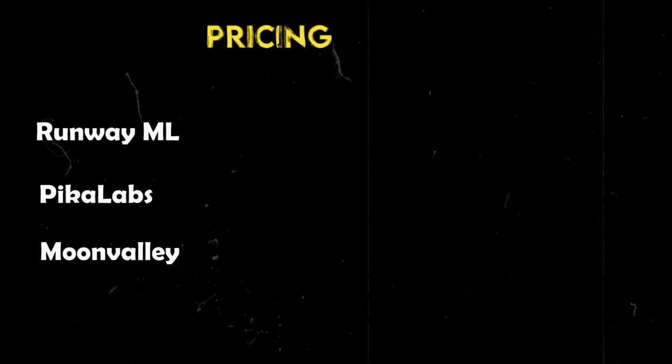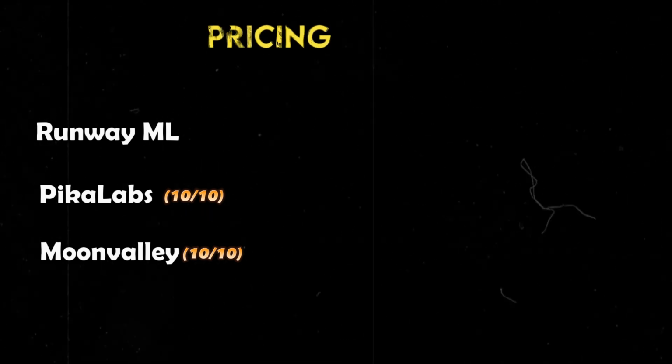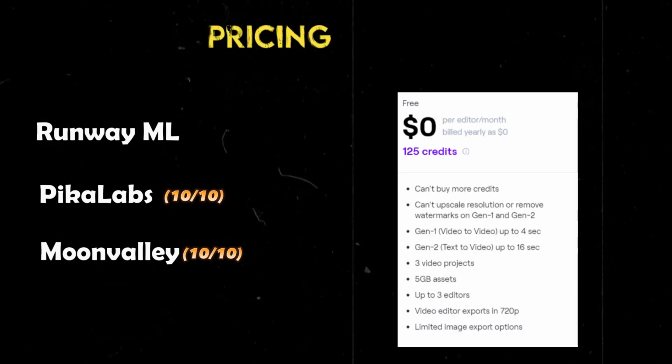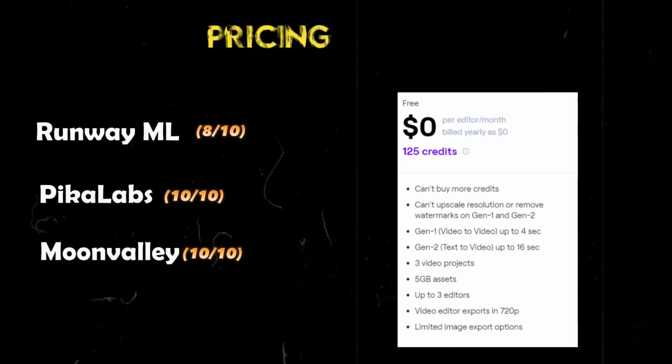Pricing. Pika Labs and Moonvalley are free, so they both score a 10 out of 10. Runway ML offers 120 seconds of free generation before charging, but you can create new accounts to bypass this, so it gets 8 out of 10.